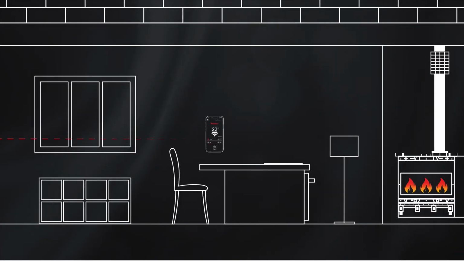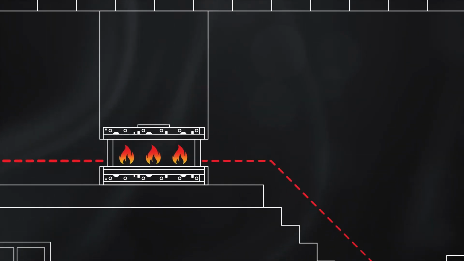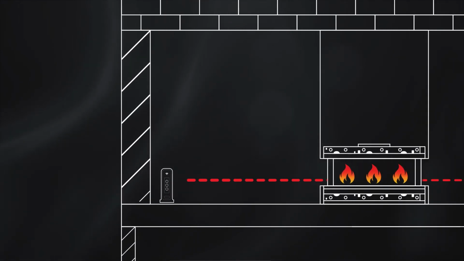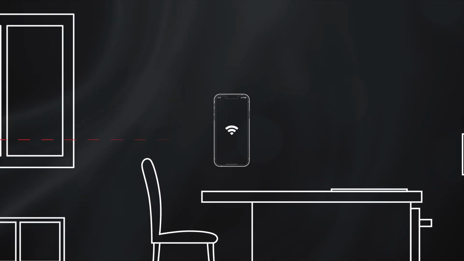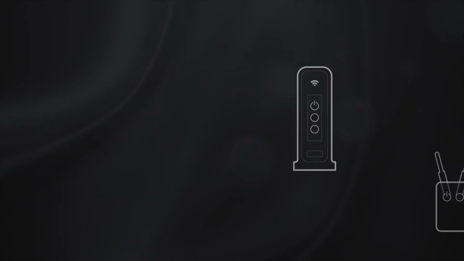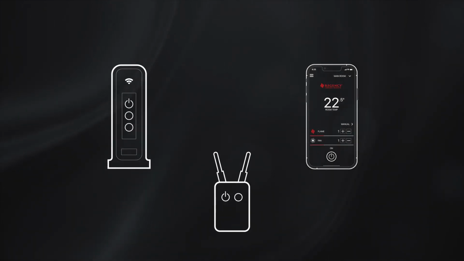Experience tells us that most problems will be related to your Wi-Fi network or signal strength on initial connection. Make sure you have a strong signal. If your Wi-Fi levels fluctuate below 3 bars, a Wi-Fi booster may be required. When using a booster, be sure the app and fireplace are connected to the same network and not the booster directly.